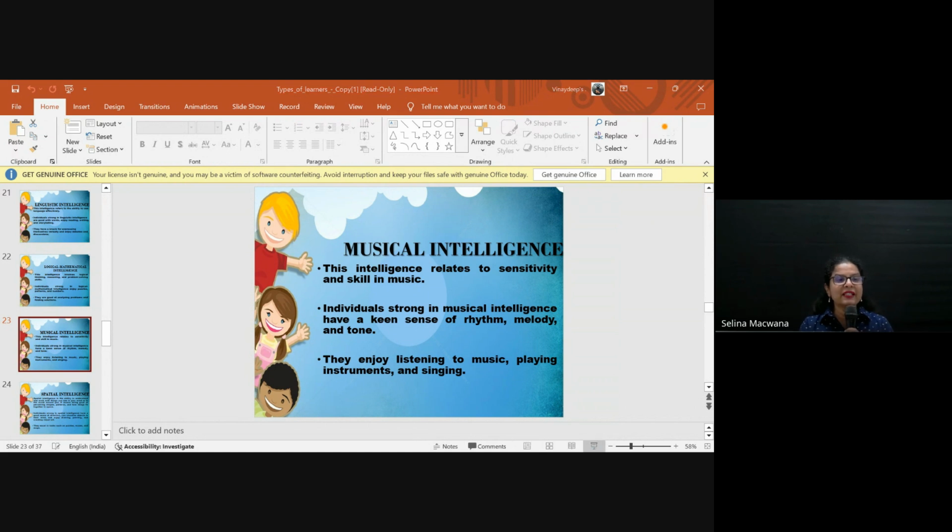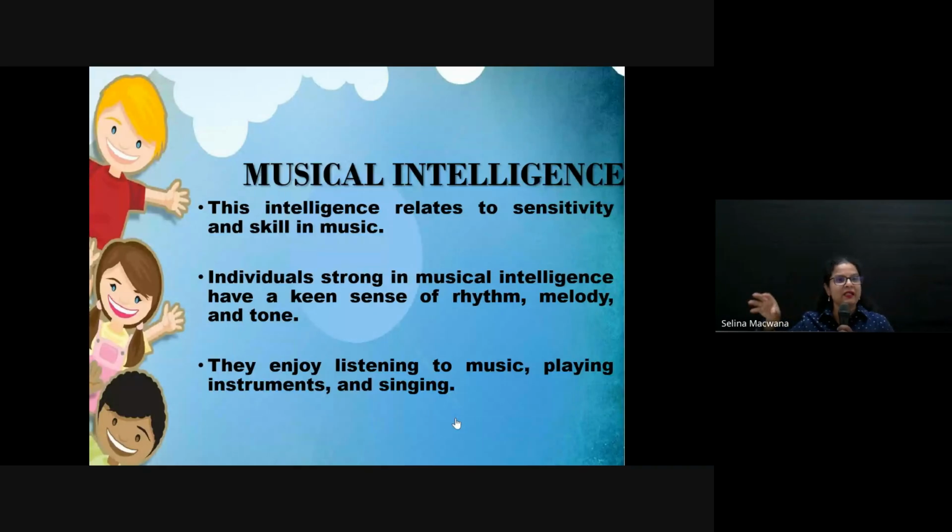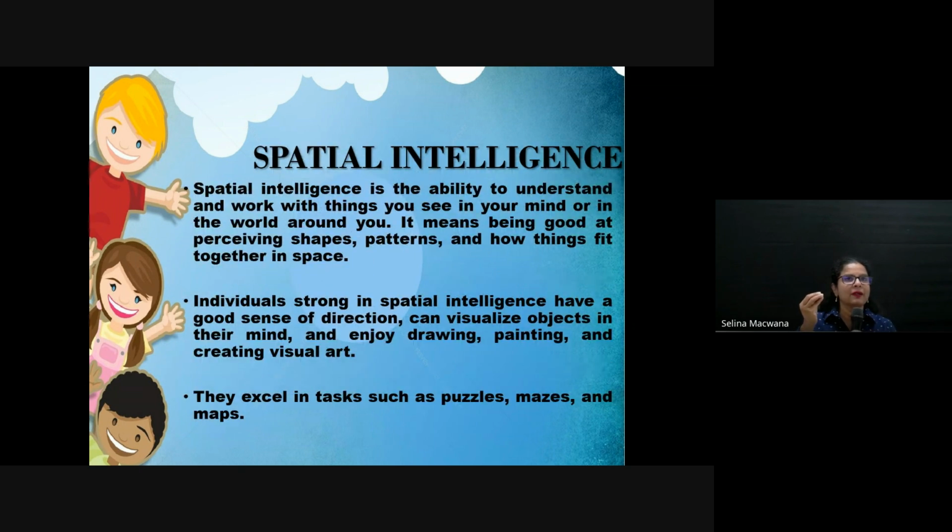Okay. So spatial intelligence is the ability to basically understand and work with things you see in your mind or the world around you. It means you're very good at perceiving or understanding shapes, patterns, and how things fit together in a space. Okay, more like architecture, more like interior designing or designing things, or seeing how things will best work in a specific space.